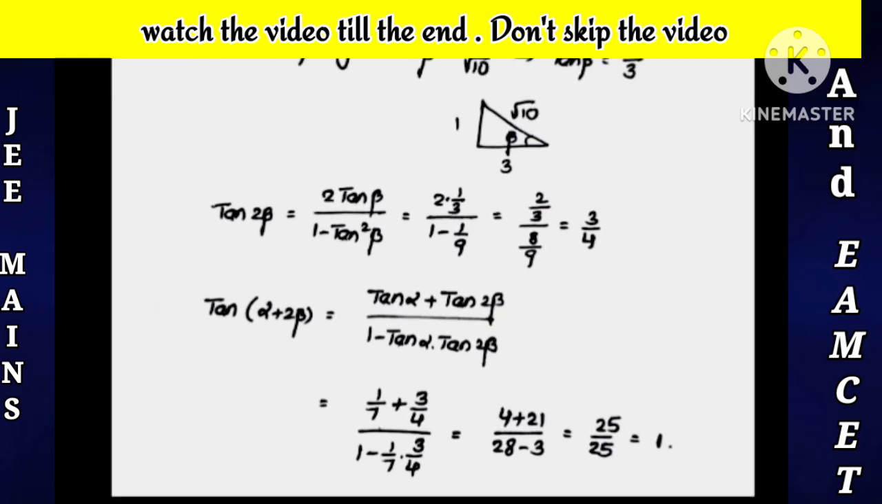Now take tan of (alpha plus 2 beta). What is the value you want here? You want the value of tan of 2 beta.